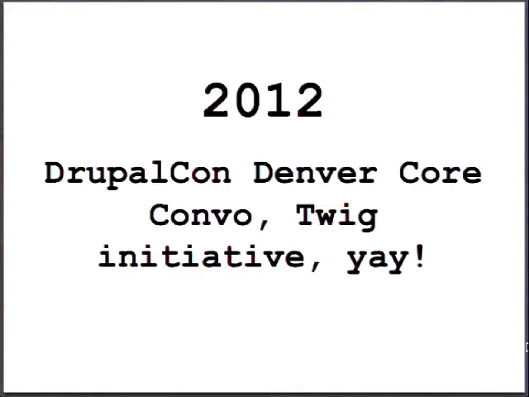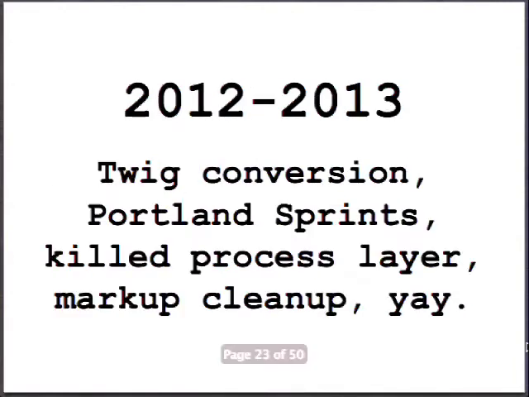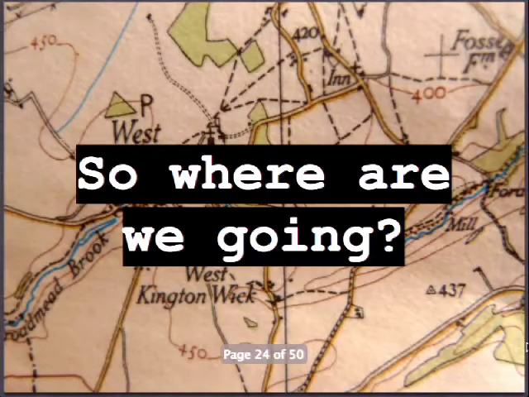The Twig initiative was started. We had one of the biggest sprints in Portland I've ever seen for Twig. The enthusiasm about Twig is awesome, but there's still a lot to be done. And we've done some great things. We've killed the process layer that was part of the theme system. We're cleaning up markup. A lot of people are excited about Twig, and it's a good thing. So that's where we went.